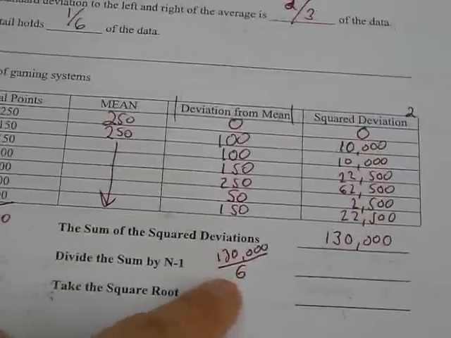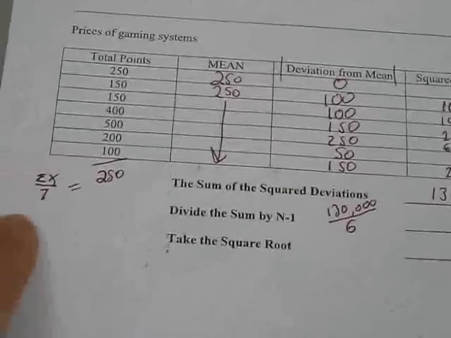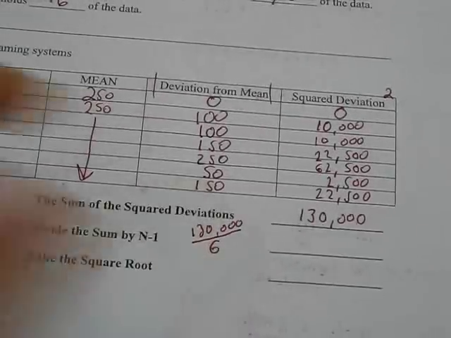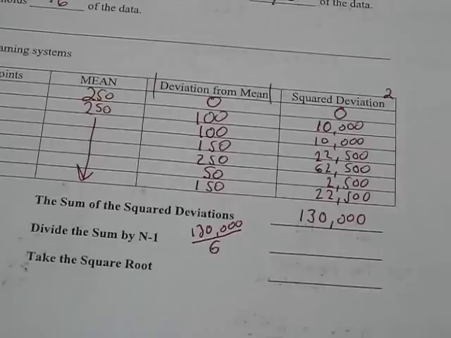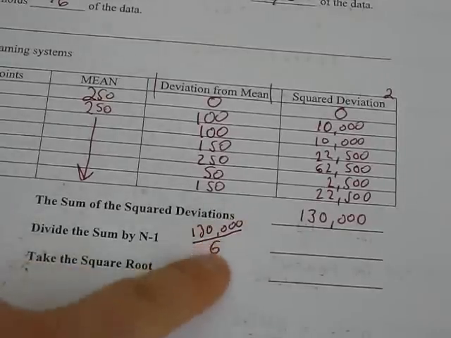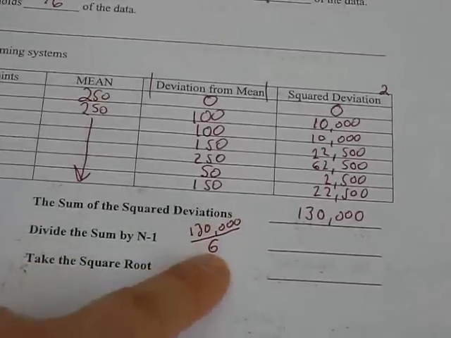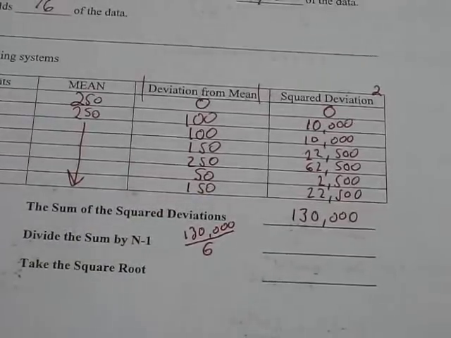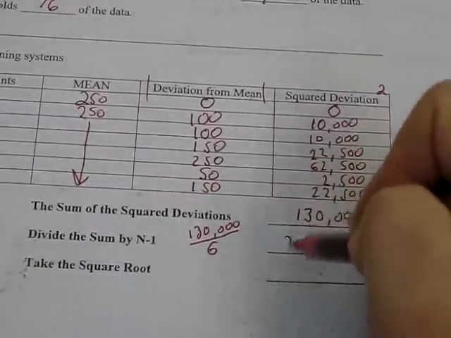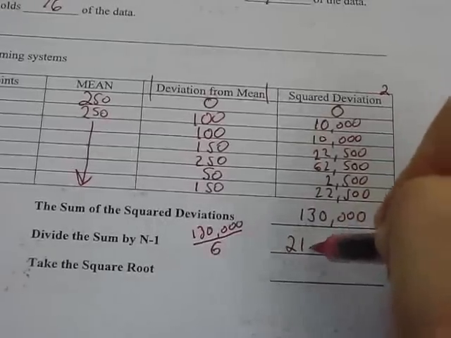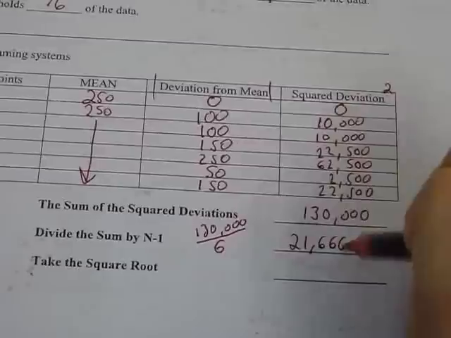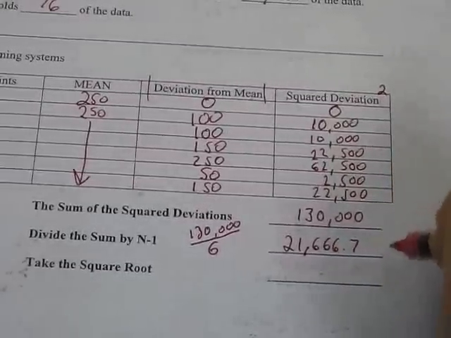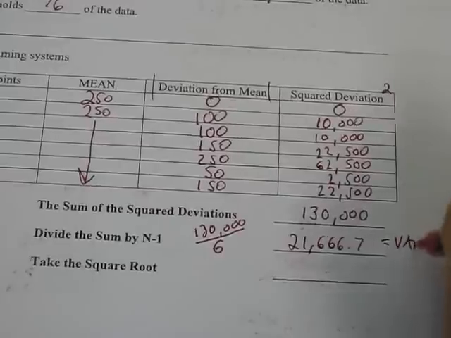So we're going to say, instead of dividing by 7 like we did on our average, we're going to divide by 1 less, which is 6. Which makes a big difference if you have a small set of data, but in a very, very large set of data, taking away one thing is not going to make a huge difference. So 130,000 divided by 6 gives us 21,666.7. I'll go one decimal beyond because of our boundaries, and we call this the variance.